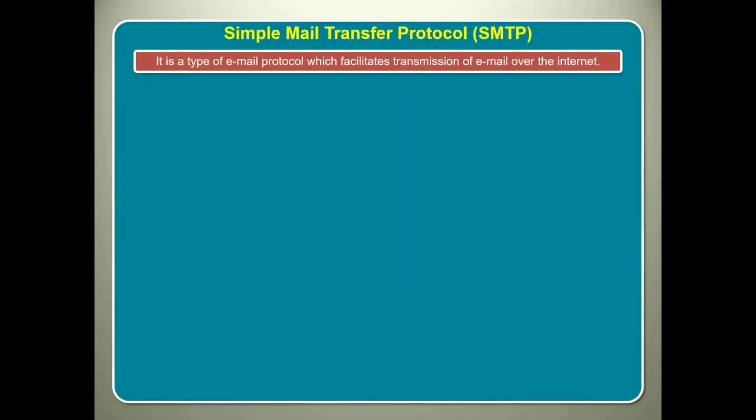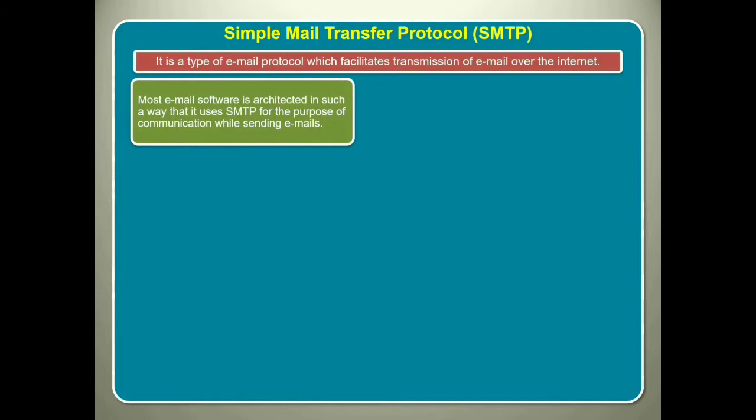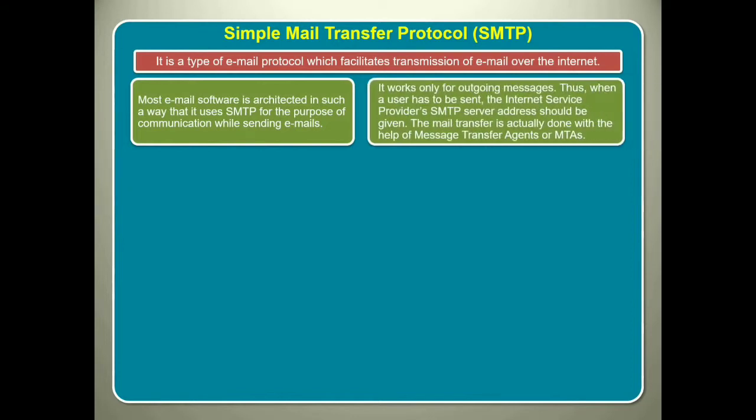Let us now learn about email protocols. Simple Mail Transfer Protocol, or SMTP, is a type of email protocol which facilitates transmission of email over the Internet. Most email software is architected in such a way that it uses SMTP for the purpose of communication while sending emails. It works only for outgoing messages. Thus, when a user sends mail, the Internet Service Provider's SMTP server address should be given.